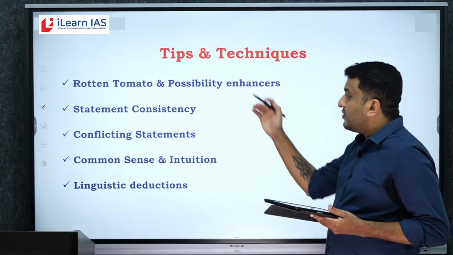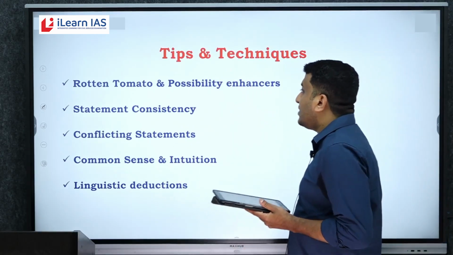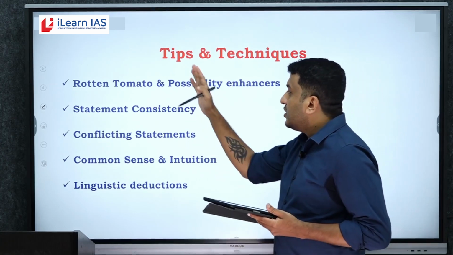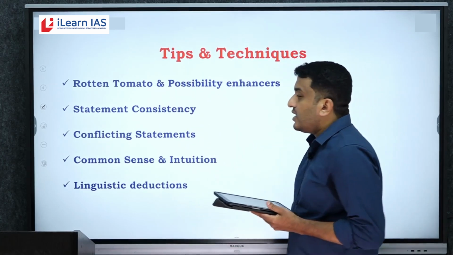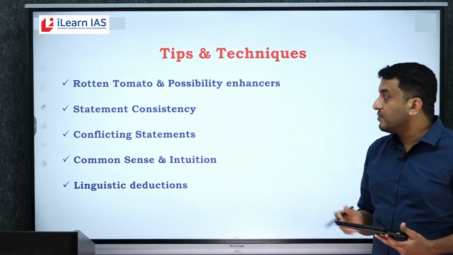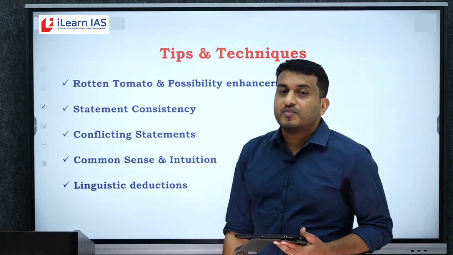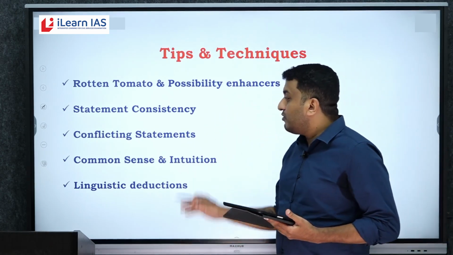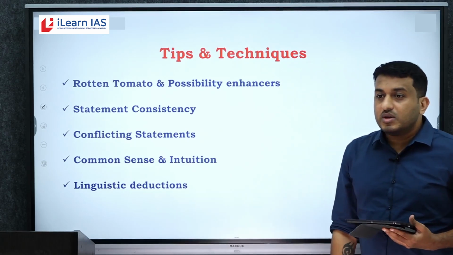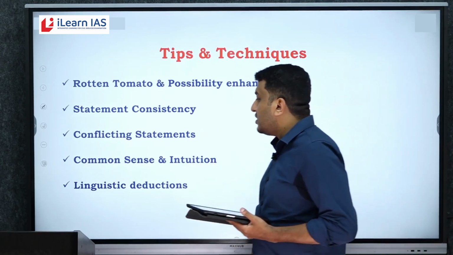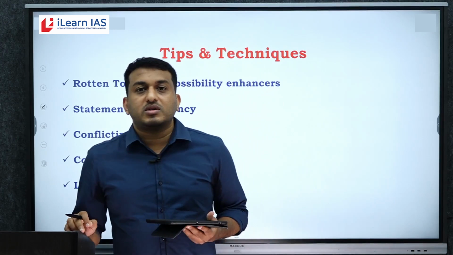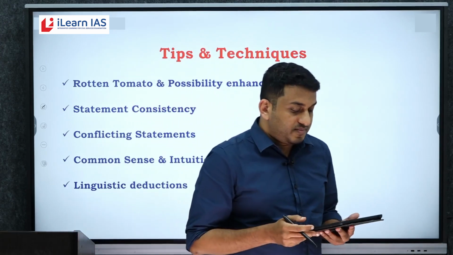So here we have listed 5 important techniques. One is rotten tomato and possibility enhancer. Number 2 is statement consistency. Number 3 is conflicting statements. Number 4 is common sense and intuition. And the last one is linguistic deductions.